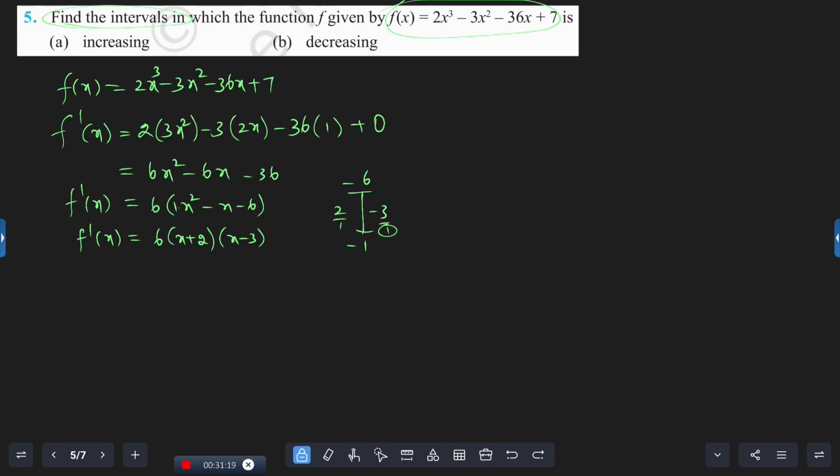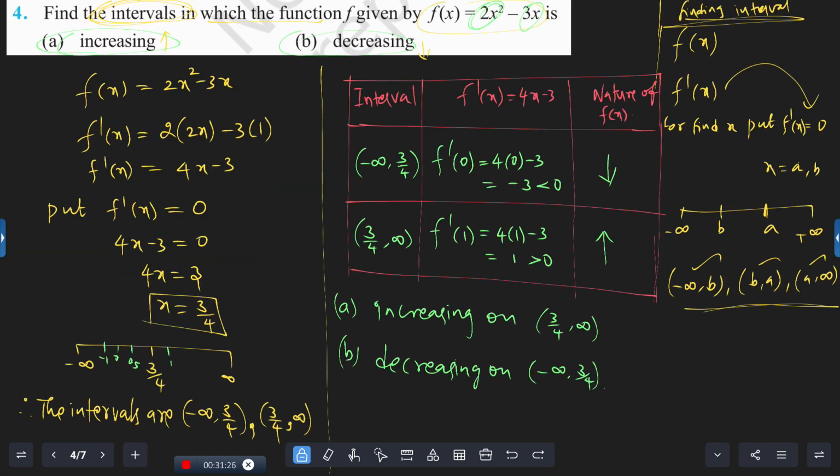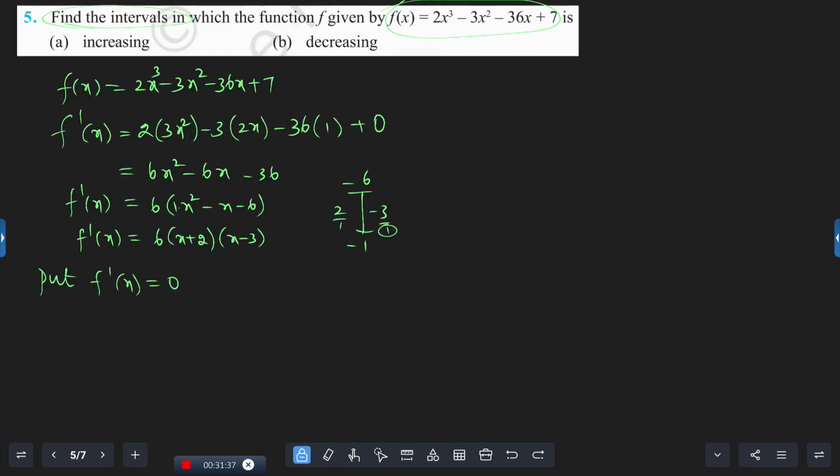Now to find the x value, what we have to do: put f dash of x equal to 0. Don't forget, after differentiating, for finding the x value we should take f dash of x equal to 0. You have to remember. If you see the words increasing, decreasing in the exam question paper, now your work is what? Differentiate the given question, put it equal to 0, then find the x value, make an interval. This is the procedure you want to follow.